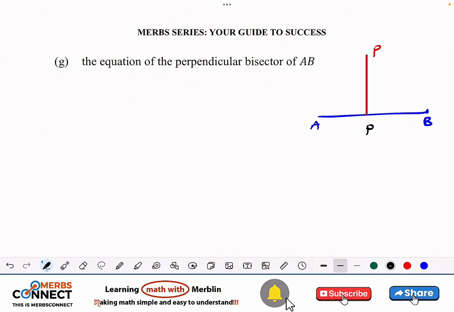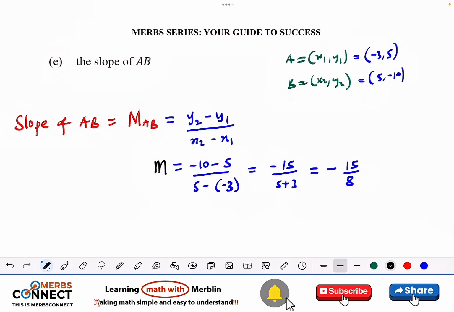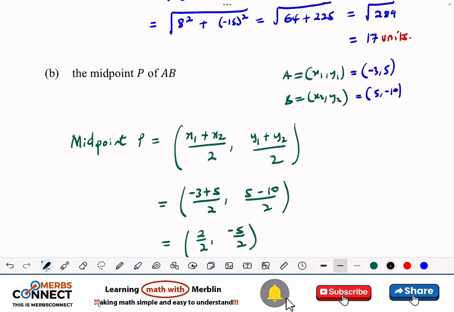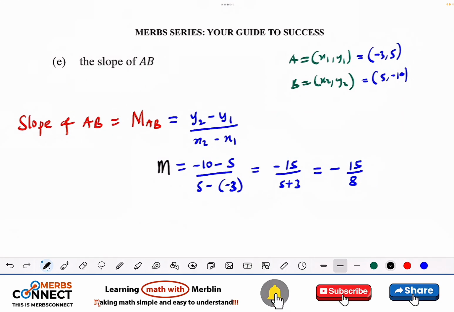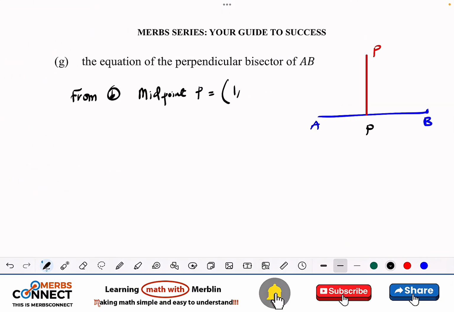So we can say that from B, the midpoint P is equal to, I think, what did we get? Oh, 1 and minus 5 on 2. 1 and minus 5 on 2. So you see the best thing here. Then the next thing that we need, if we're finding the equation of a line, is a point, and we need a gradient.